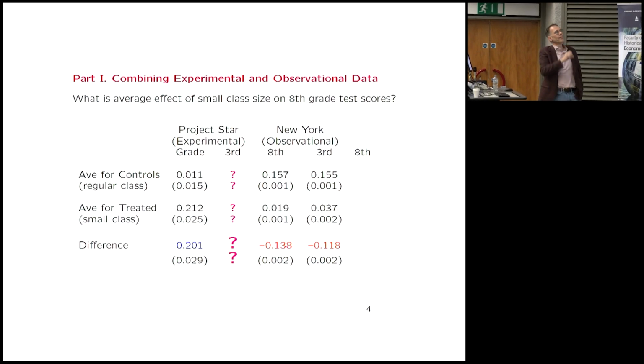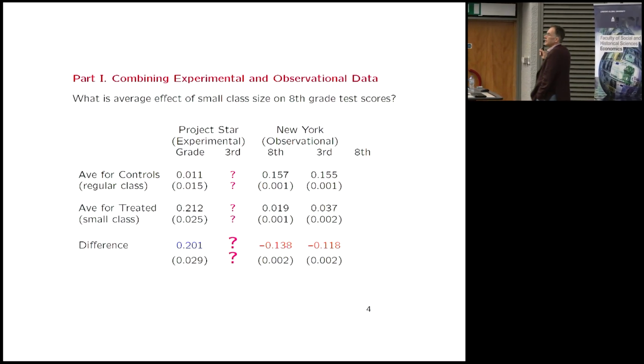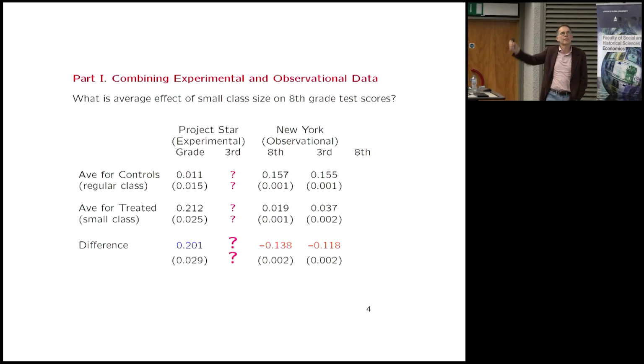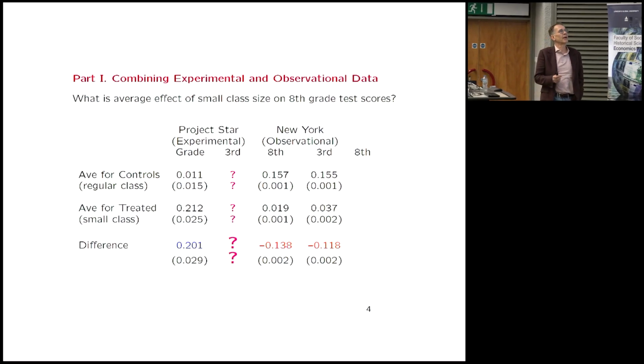But what we would really like to know is what that effect would be in 8th grade. We didn't see that in Tennessee, because knowing that number would have taken 5 or 6 years, and they didn't do the experiment long enough to measure the outcome for 8th grade test scores. But we had this observational data from New York, where we know class size as well, and we measure test scores both in 3rd grade and in 8th grade.